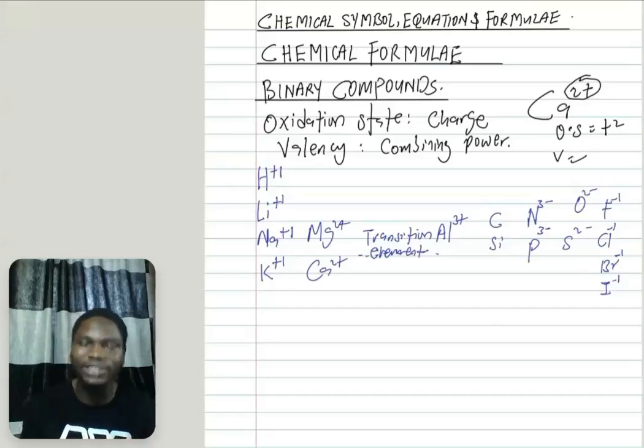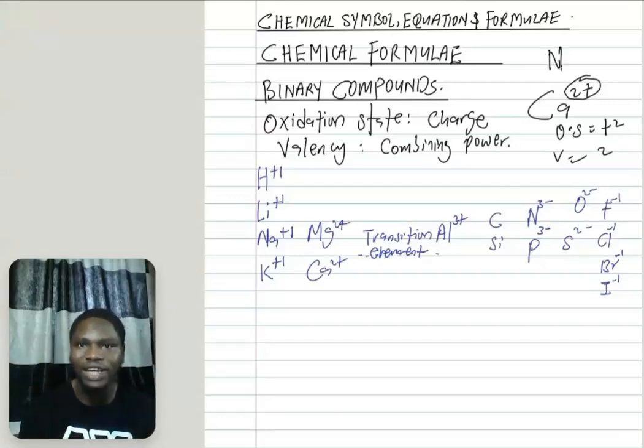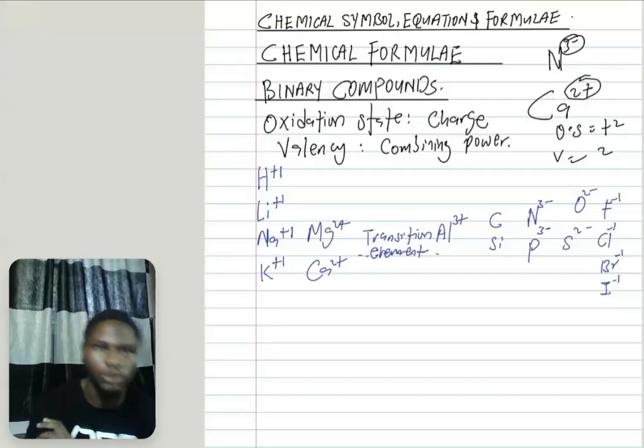To get valency here, you are not to include the charge while writing valency. You just write 2 only. We don't include the charge while writing valency. Valency is just telling you the combining power that is there. That's all. What if I have N3-? The oxidation state is minus 3, and the valency is just 3. That is just it. Good.